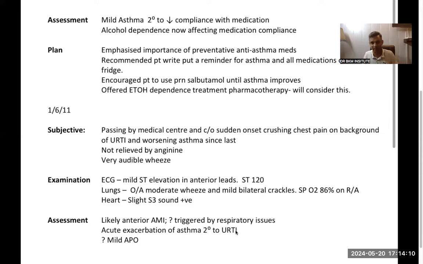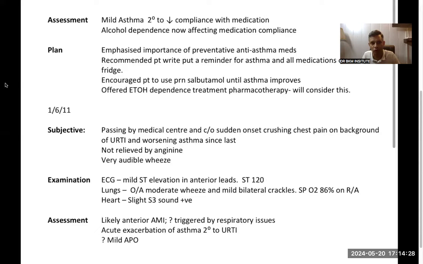So he's having upper respiratory tract infection. So maybe that would have caused acute exacerbation of asthma, and then it could have been AMI. Or it can be, and question mark again given, acute pulmonary edema. So now don't get confused when it's your final exam.